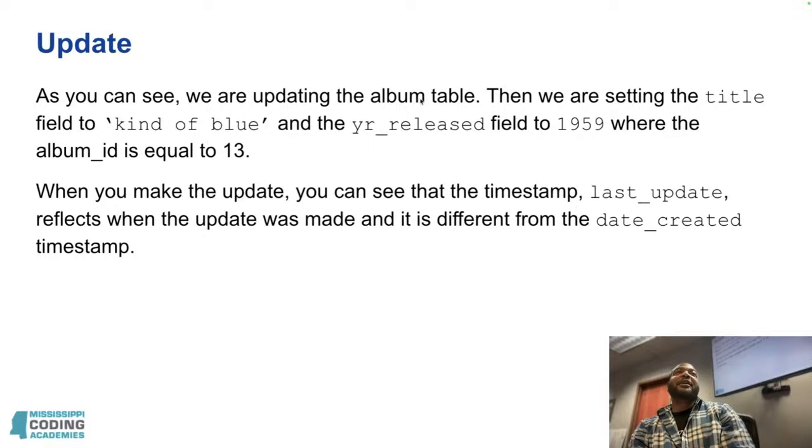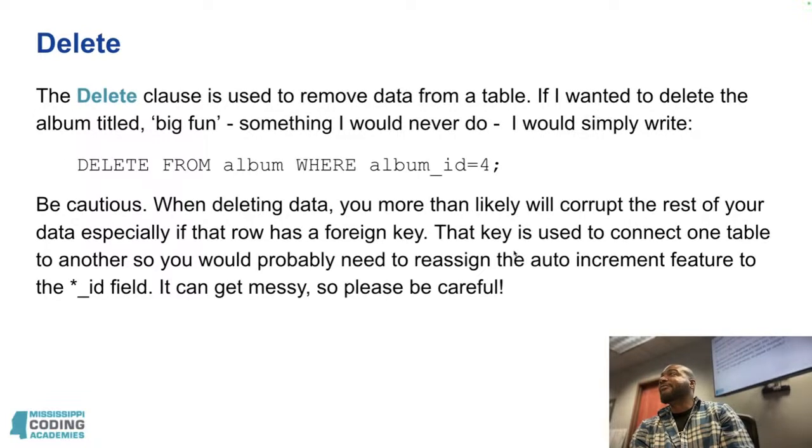As you can see, we're updating the album table. Then we're setting the title field to Kind of Blue and the year release field to 1959, where album ID is equal to 13. When you make the update, you can see that the timestamp last update reflects when the update was made, and it is different from the date created timestamp. That's what we just looked at. All right.